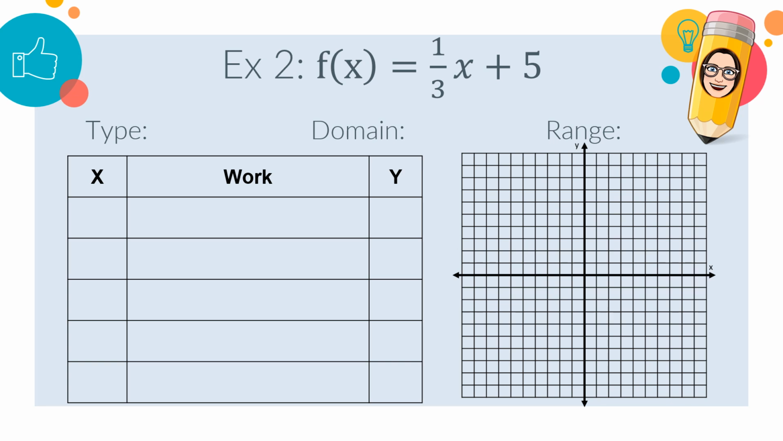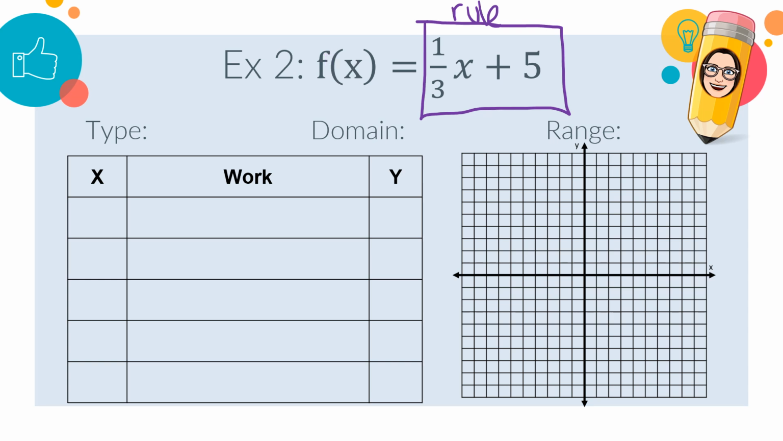All right, let's try another one. First, we need to make sure that we have a clear rule. I see my rule. This rule, the y is isolated, or the output is isolated. Remember, f of x is the same as y. It's my output, okay? So you can think of it either way.